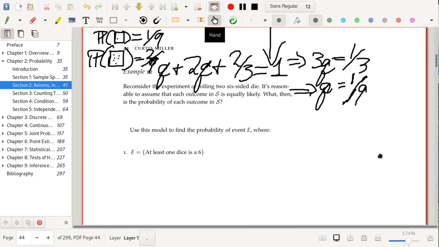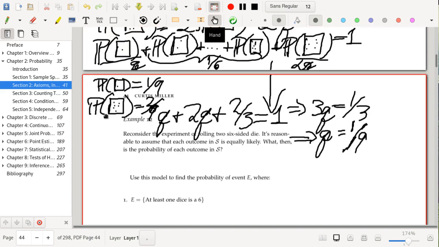Moving on. Example 12. Reconsider the experiment of rolling 2 six-sided dice. It is reasonable to assume that each outcome in S is equally likely. This is the reason why, instead of just listing out the numbers 2 through 12 without really caring about the ordering of the dice, or not thinking about there being a red die and a blue die, we decided that we were going to assign an ordering to the dice. It's so that we could work with example 12 and get a reasonable-looking probability model. Because now, if we assume that the two dice are distinct, we can say that everything in that sample space, with a red and blue die, is equally likely, and then get accurate probability calculations.